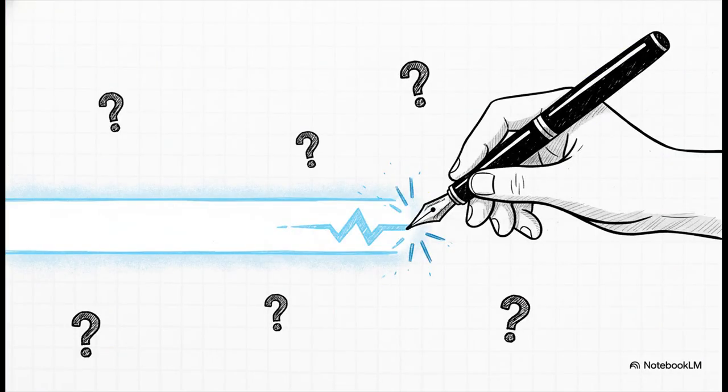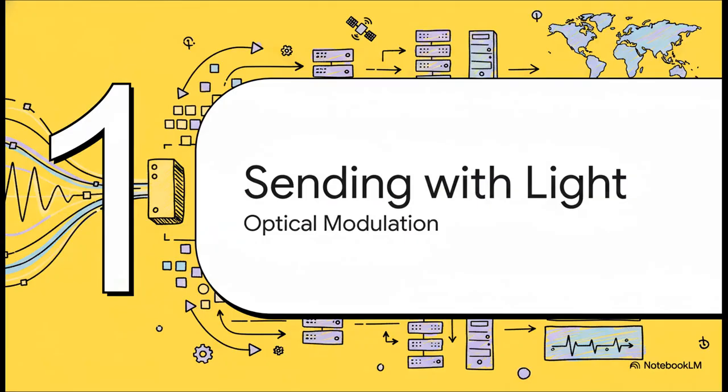So the secret is fiber optics. We send information as little pulses of light. But that just brings up an even bigger question, doesn't it? How do you take something like an electrical signal, say your voice on a call, and actually write it onto a beam of pure light? That's the exact puzzle we're going to solve today. And the answer to that puzzle is a process called optical modulation. And trust me, it's the absolute core technology that makes our modern digital world work.